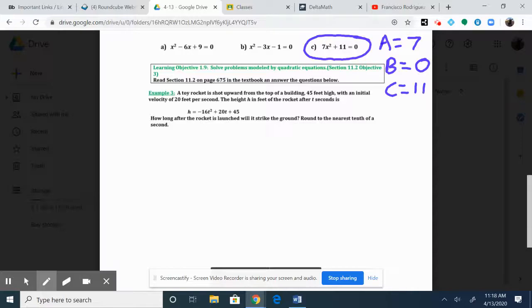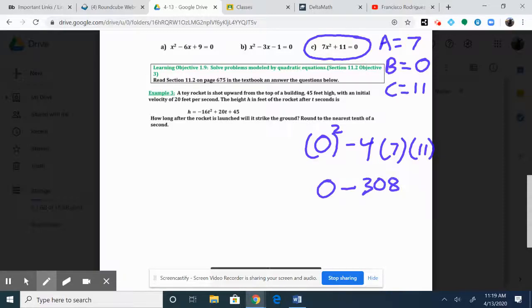So based on that, we're going to have 0 squared minus 4 times 7 times 11. Now what that gives us is 0 minus, and 4 times 7 times 11 is equal to 308. So 0 minus 308 is equal to negative 308, and that would be our discriminant.